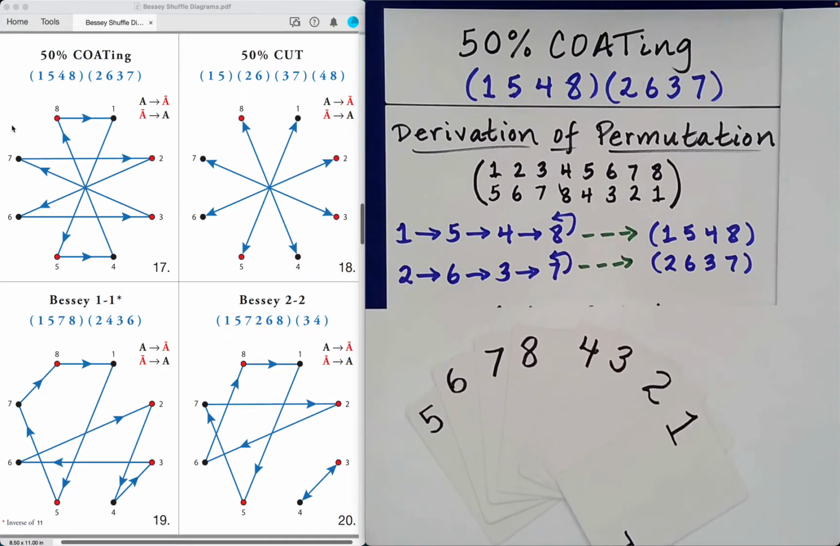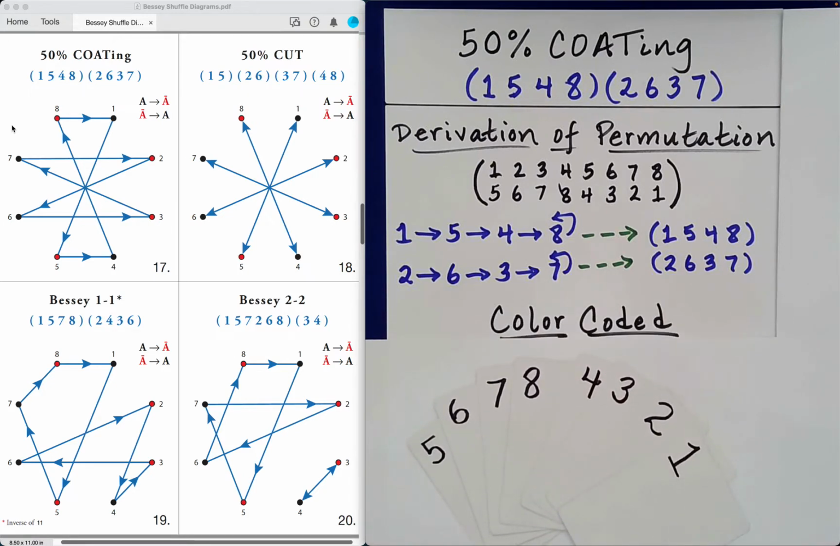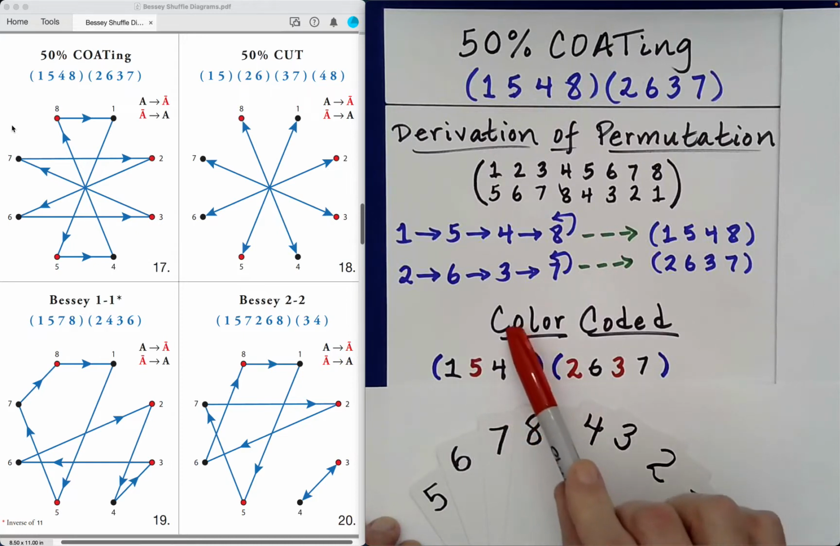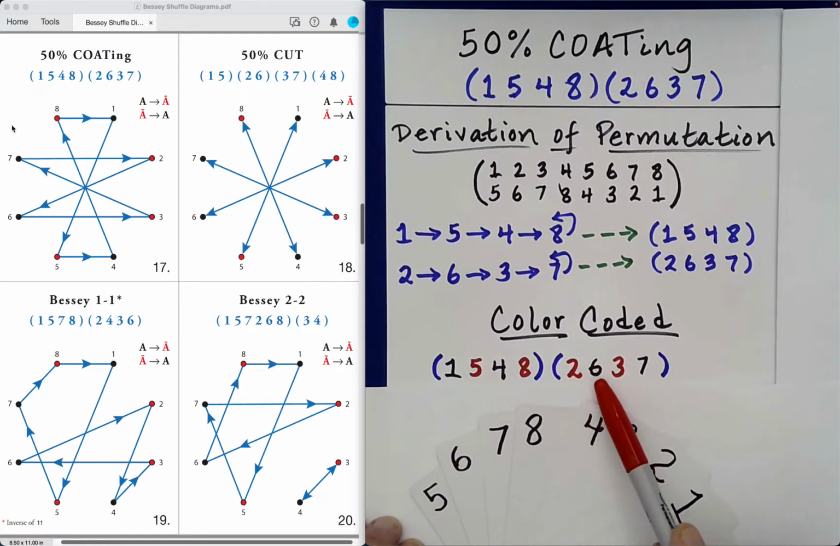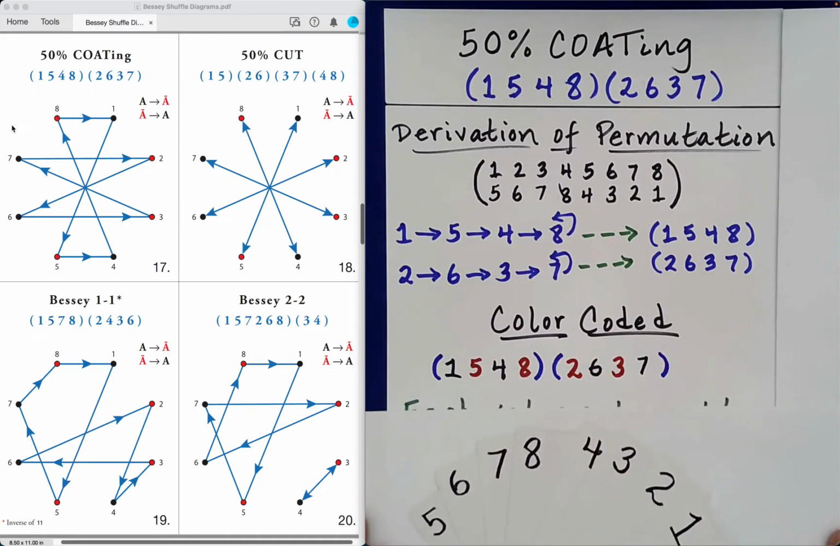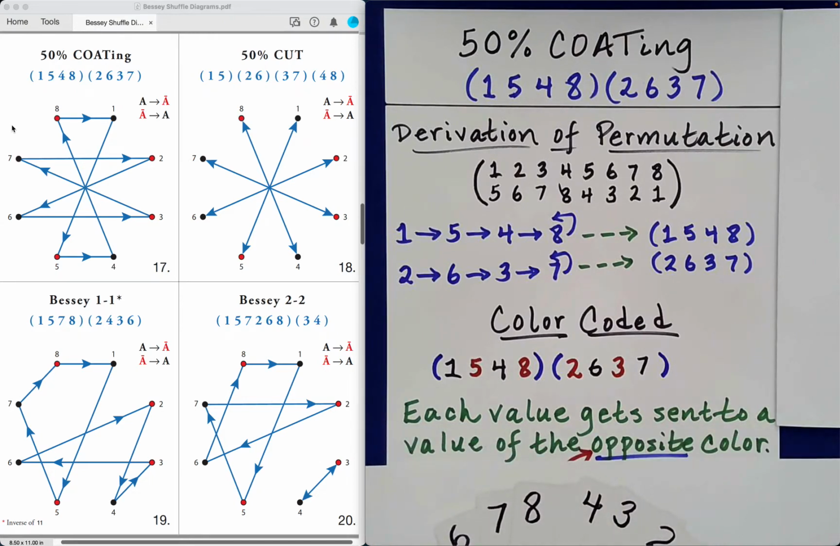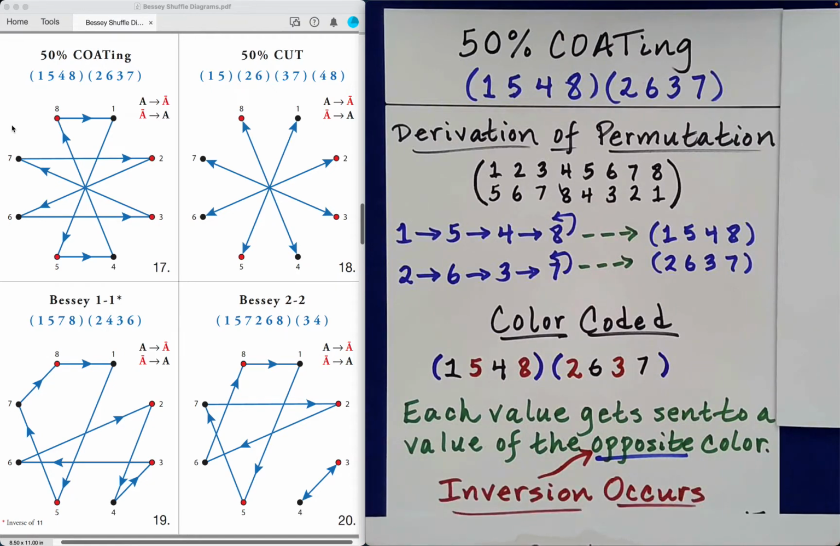If we color code this cycle notation of our permutation, we obtain the following. Black 1 goes to red 5, which goes to black 4, which goes to red 8, which wraps around and goes to black 1. Red 2 goes to black 6, which goes to red 3, which goes to black 7, which wraps around and goes to red 2. So we see here that each value gets sent to a value of the opposite color. When that happens, inversion has occurred.